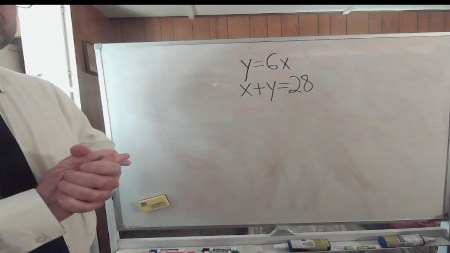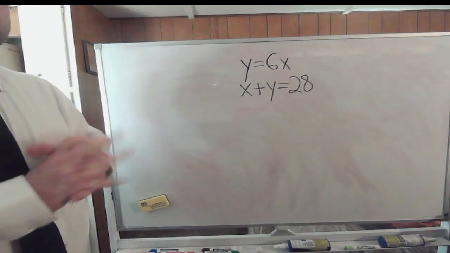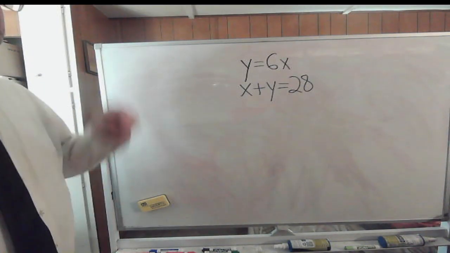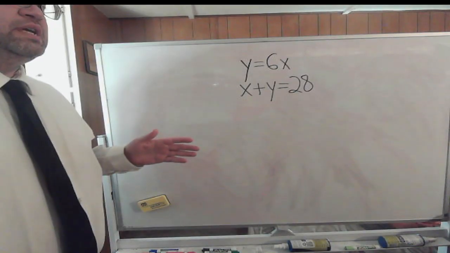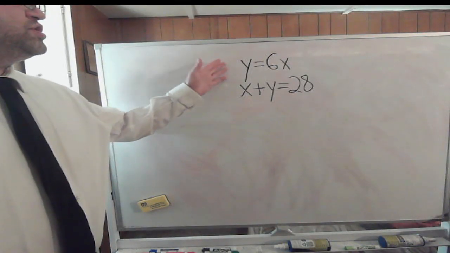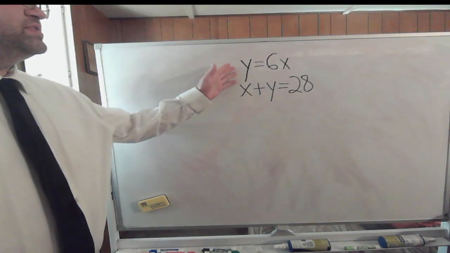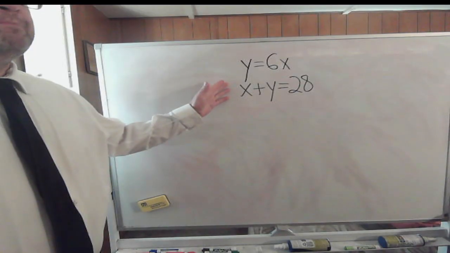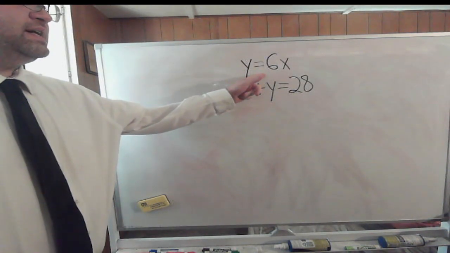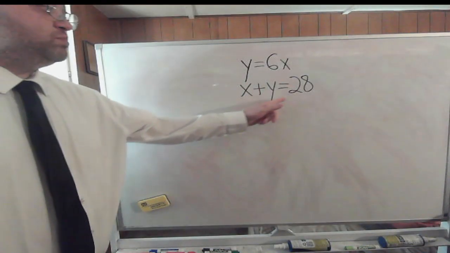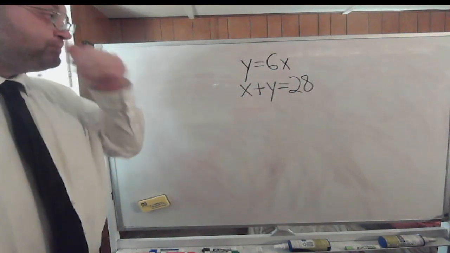So today we are going to start the Systems of Equations unit. Well, what is a system of equations? It's when you have two or more equations that have the same variables. So right here you have the first equation, y equals 6x. Then you have x plus y equals 28.